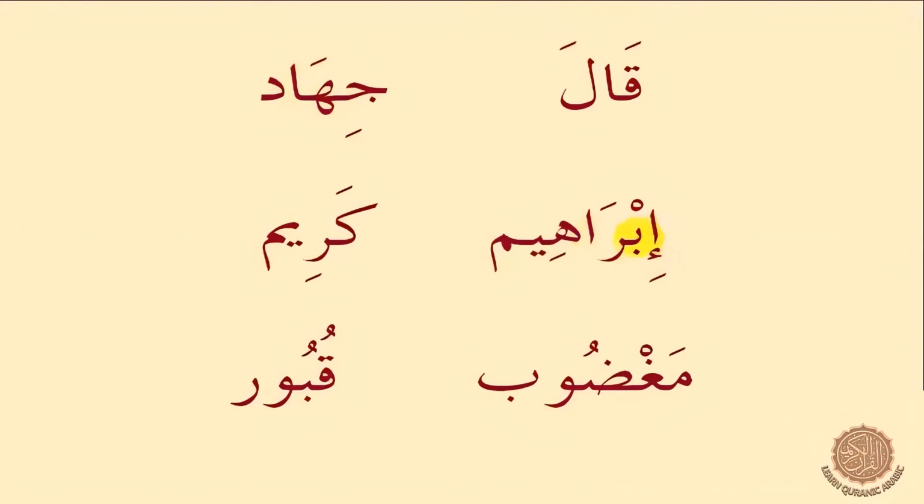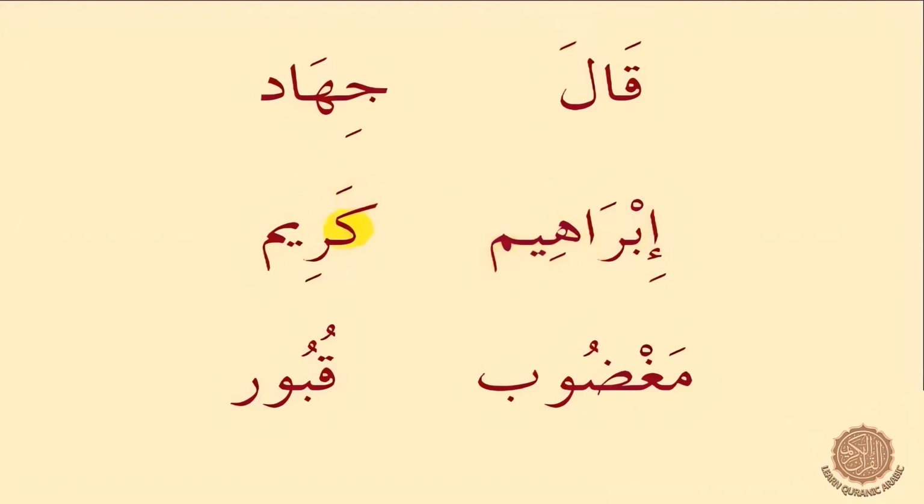Next word, Ibrahim. So here, ra. Notice here the ra, fatha, followed by the alif. Once again, it's a long vowel. Ibra, and then him. Ibrahim. Here the ha has a kasra, followed by the ya. So here there's the elongation of the E sound. It's he. Ibrahim. Similarly, here we have Kareem.